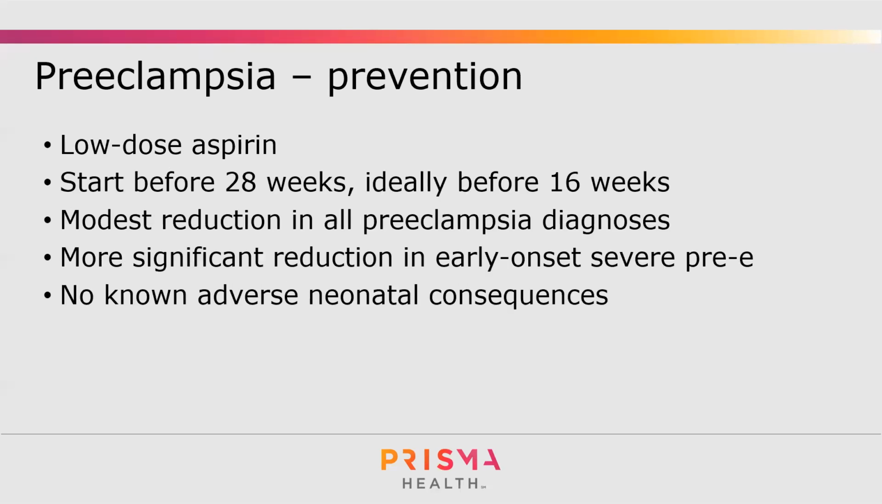Low-dose aspirin is actually known to prevent preeclampsia if started before 28 weeks and ideally before 16 weeks. There's a distinct reduction in early onset severe preeclampsia in the next pregnancy. And there are no known adverse neonatal outcomes from using low-dose aspirin.